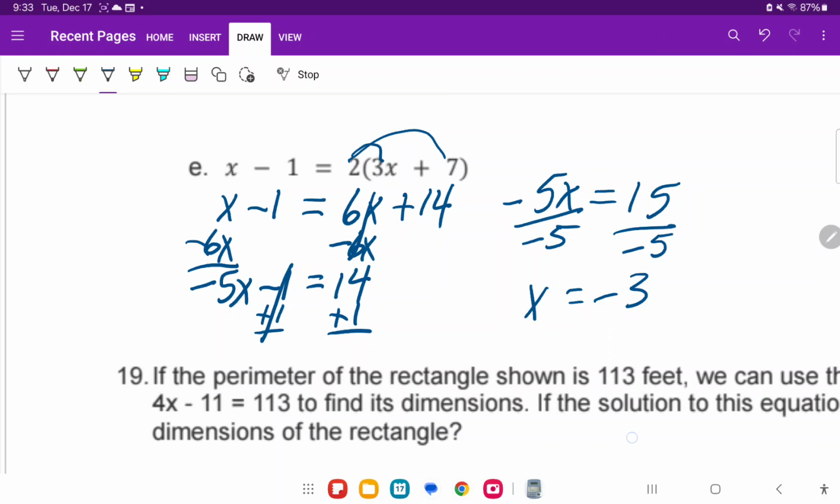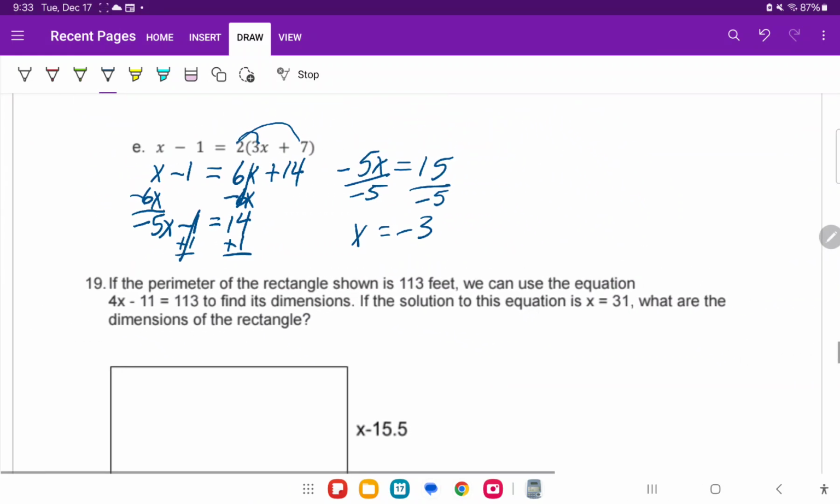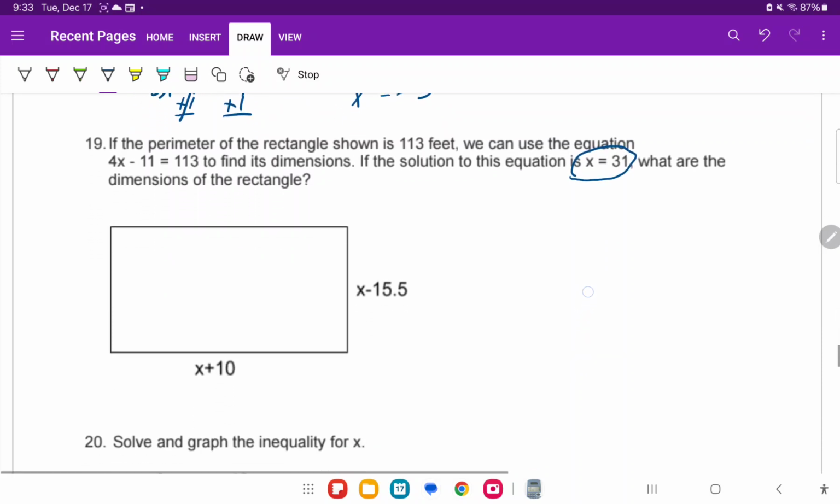Okay, good. All right, number 19. If the perimeter of the rectangle shown is 113, we can use the equation 4x minus 11 equals 113 to find its dimensions. If the solution to the equation is x equals 31, what are the dimensions? So they've already given you the solution to this, right? They've given you x equals 31. So this measure is our length, and this measure over here is our width, okay?